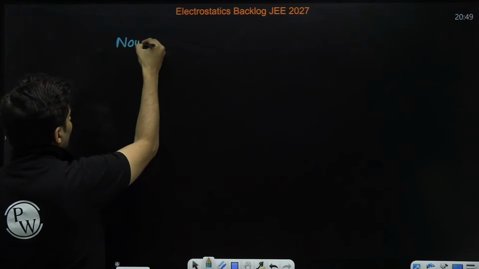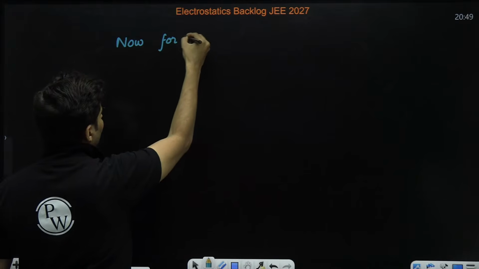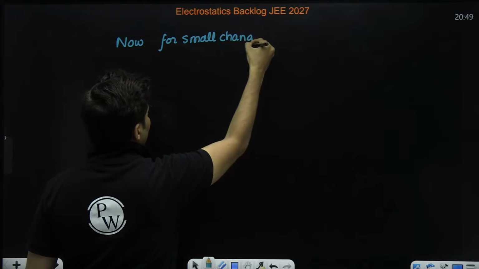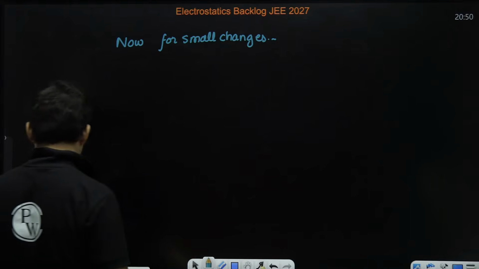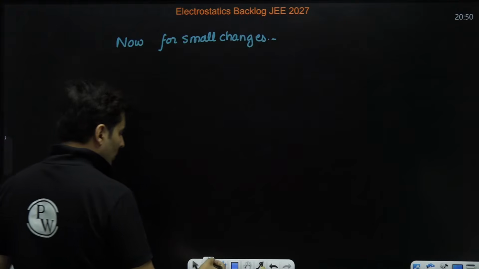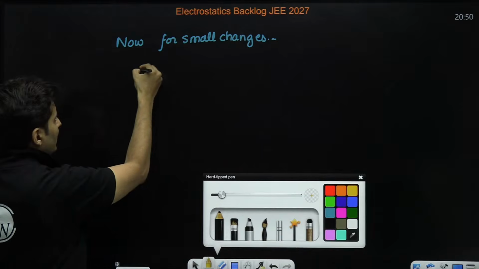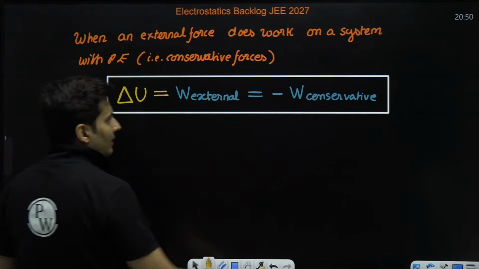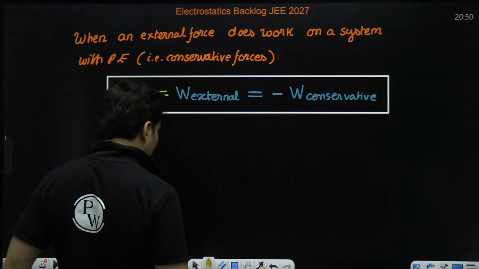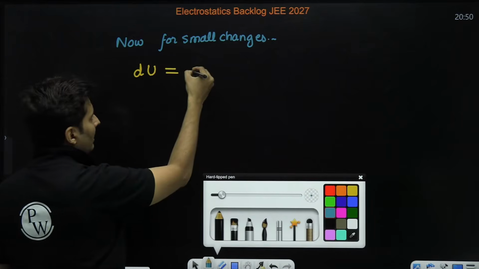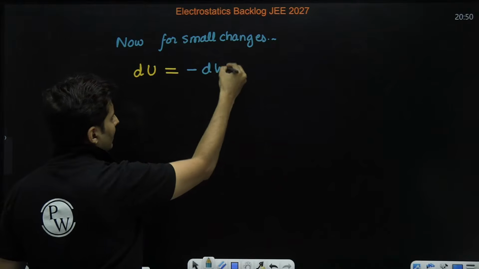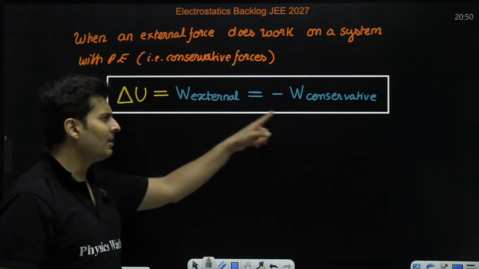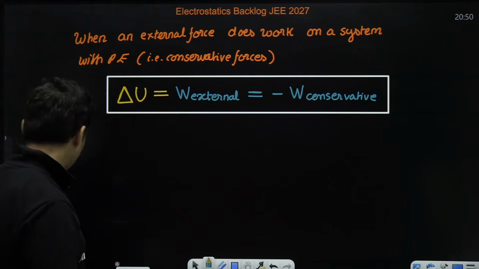now for small changes, what happens is this delta U will become, it's not a big change, it's a small change, it will become dU. And this work done will also become very, very small. So it will become minus dW conservative. I'm not interested right now in the external, I'm just focusing on the conservative aspect.